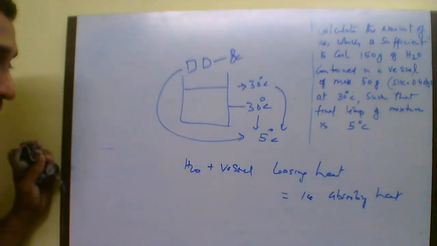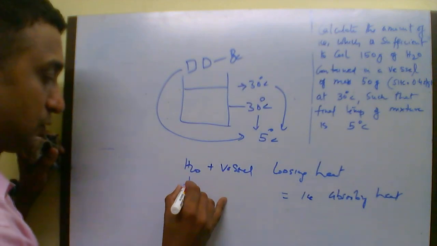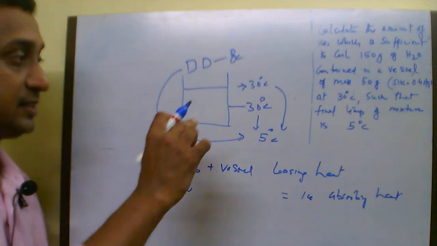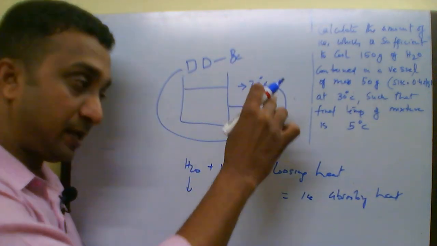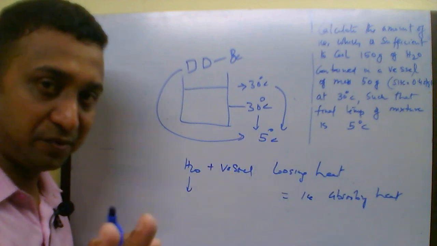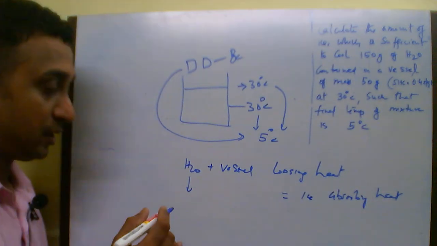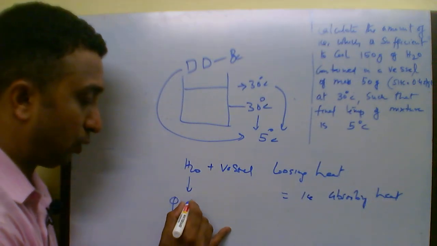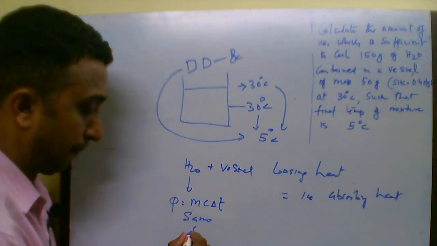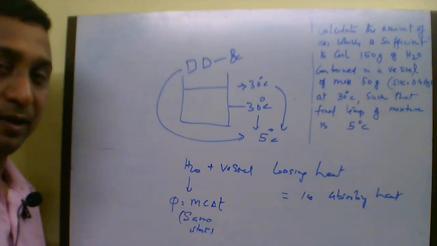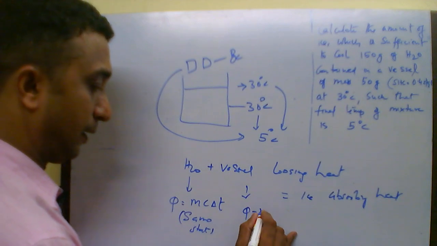So let us see what actually happens here. Let us find out the heat evolved by water. To find out the heat evolved by water, see, this happens in the same state. Water at 30 degrees Celsius becomes water at 5 degrees Celsius. Same state, liquid state. So when the heat transfer happens in the same state, the equation which you should use is Q is equal to mc delta T. Same state. The vessel also in the same way, Q is equal to mc delta T.